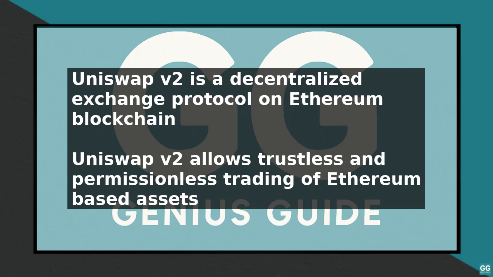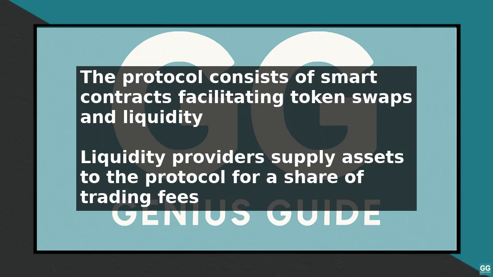The protocol consists of a system of smart contracts that facilitate token swaps, providing liquidity to the market. Liquidity providers supply assets to the protocol in exchange for a share of the trading fees.